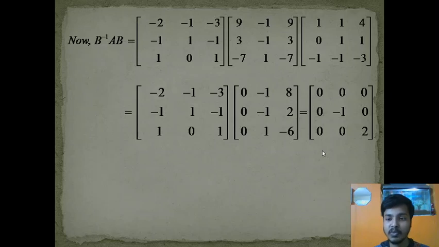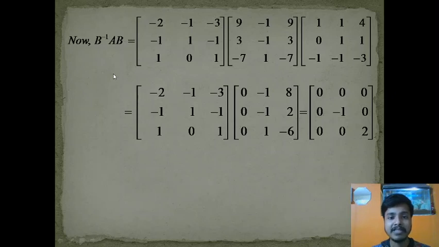Now let me tell you one trick: don't waste your precious time in the examination doing these calculations. Just write down the matrix B inverse AB with these three matrices, and you can certainly write the answer, where you write a diagonal matrix whose diagonal elements are the eigenvalues along the diagonal and the rest of the elements 0. This will save much of your time in the examination. We will always get this diagonal matrix as B inverse AB.